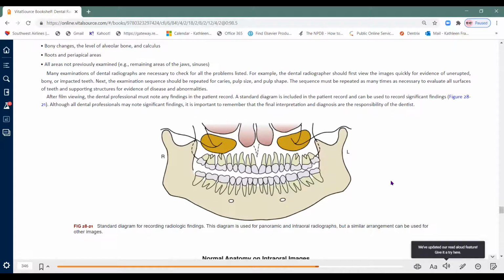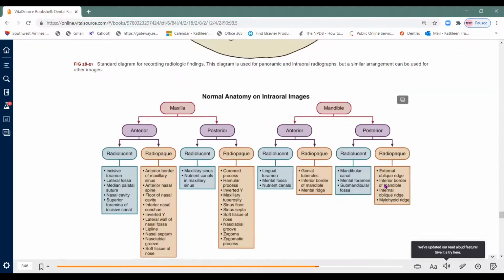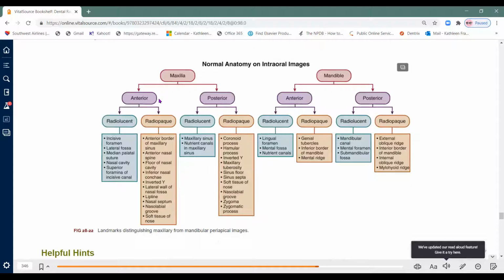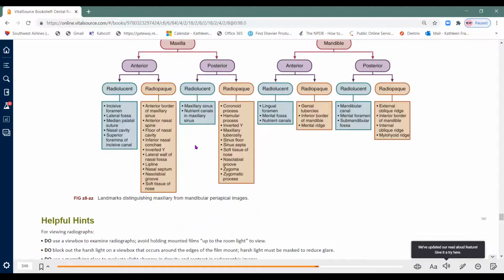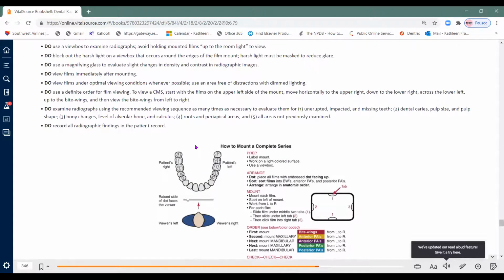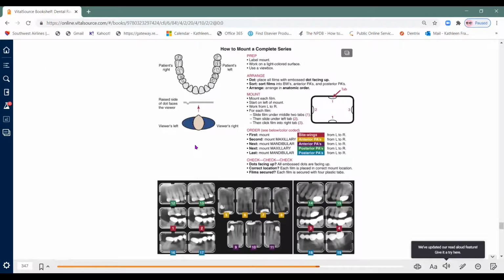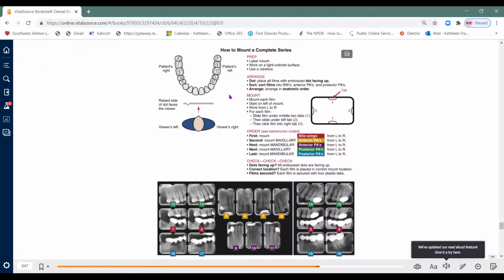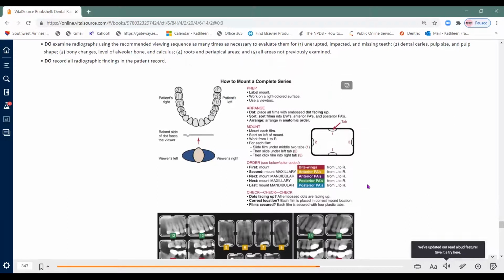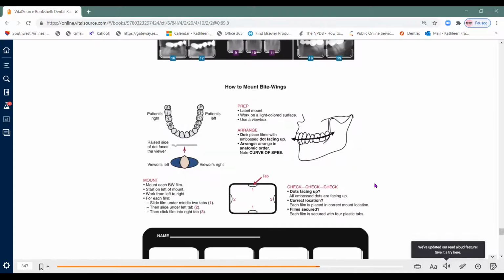These are some of the things that you're going to see on a Panorex, right? These are your sinuses. This is your mental foramen. And they just have some things that you should be able to pick out on a Panorex radiograph. Here is a little diagram of how you should mount your x-rays, how to mount bite wings, how it talks about the curve of Spee.